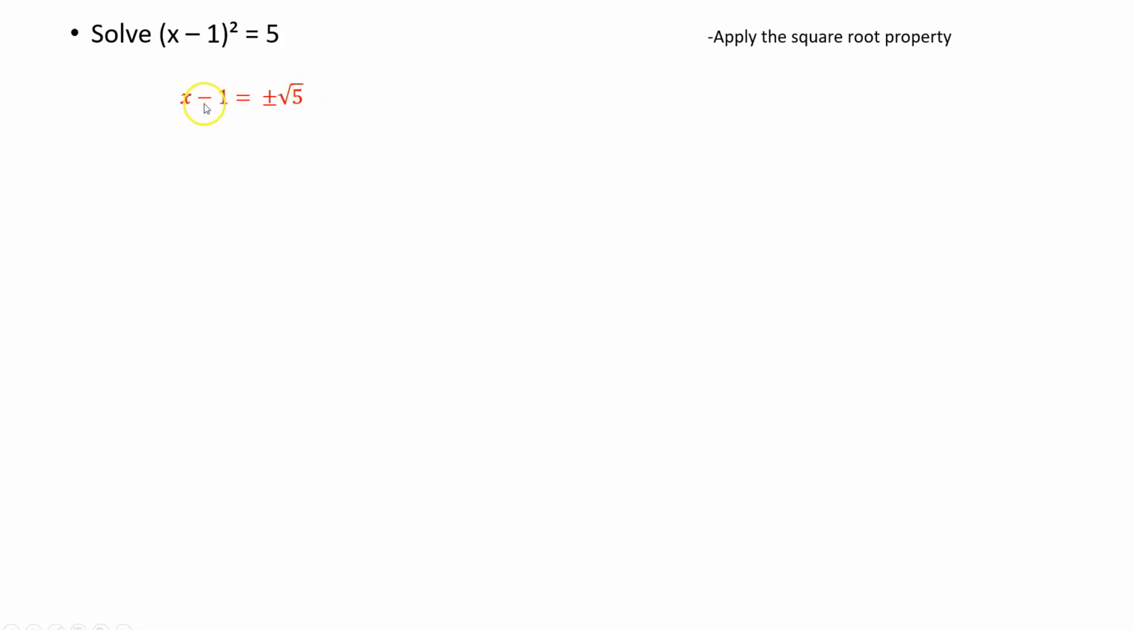Then we just have to get rid of this minus 1, so we want to add 1 to both sides. And then it just becomes x equals 1 plus or minus the square root of 5. Which means 1 plus the square root of 5, or 1 minus the square root of 5. Okay?